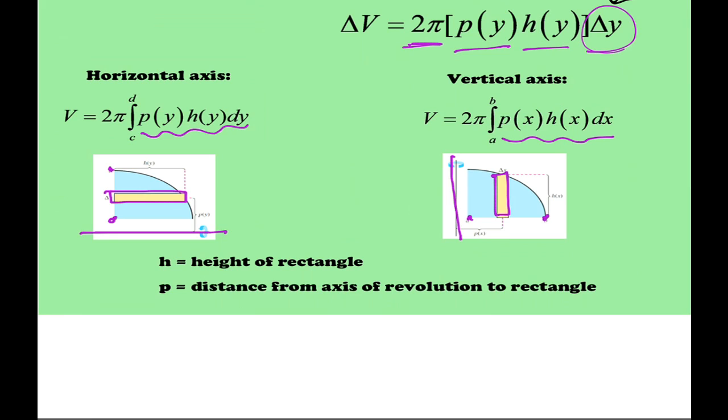Okay, so remember that p is your distance from your axis of revolution to your rectangle. So how far am I going from here to here, or from here to here, depending on where our axis of revolution and our rectangles are. And h is the height of your rectangle. So how high is it from here to here? Which corresponds most of the time to your function, but we'll have to kind of see. Every little problem is different. So let's do some examples here.